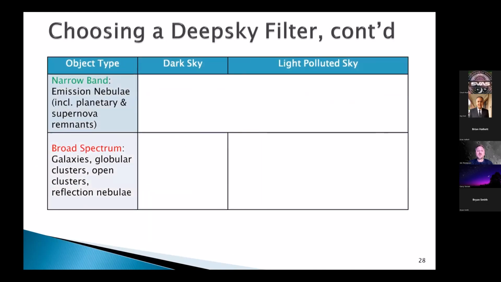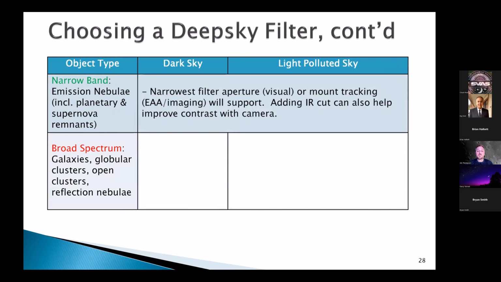At last, we have come to where the rubber meets the road. What is the best deep sky filter to use? If you are observing or imaging a narrowband object, the best filter to use is the narrowest bandpass filter your aperture or mount tracking will handle, regardless of how much light pollution you have, be it Bortle 2 or Bortle 9. Adding an IR cut filter can also help to improve contrast if using a camera.